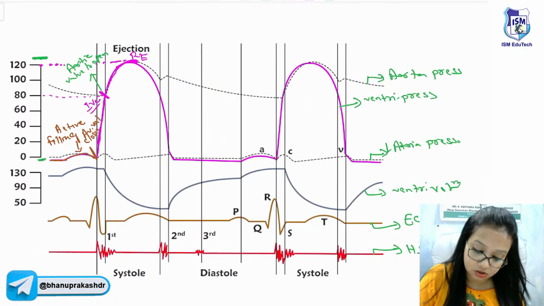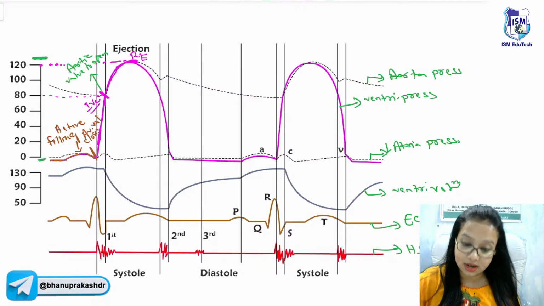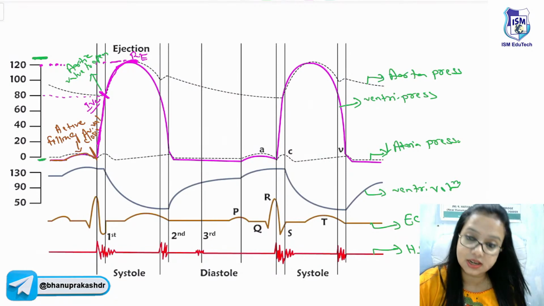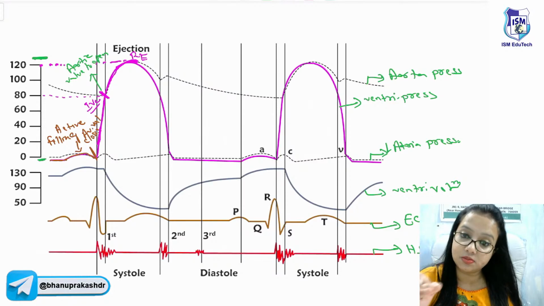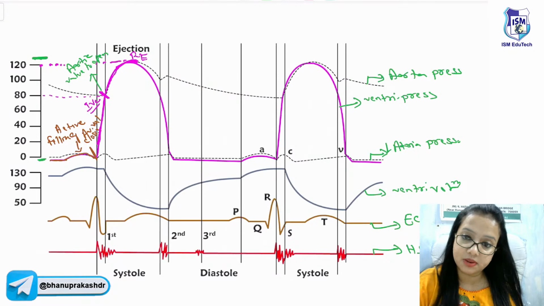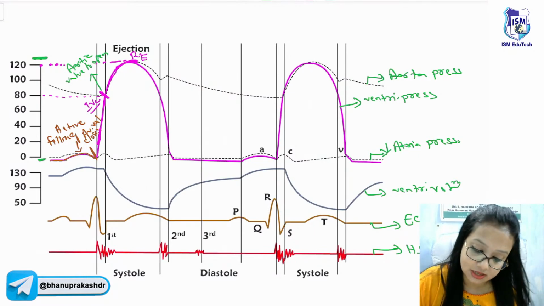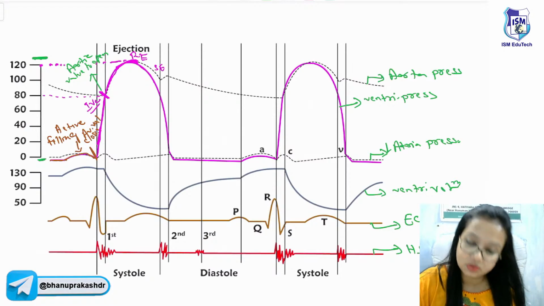So active filling, closure of the AV valve, isovolumic contraction: the ventricles are contracting and pressure is increasing in the ventricle all the way from 0 until 80. As soon as it touches 80 and starts increasing more, it forces the aortic valve to open. The valve opens, rapid ejection starts. When rapid ejection starts, pressure in the ventricle touches 120 max. After that, the speed of ejection slows down, and the slow ejection phase starts.